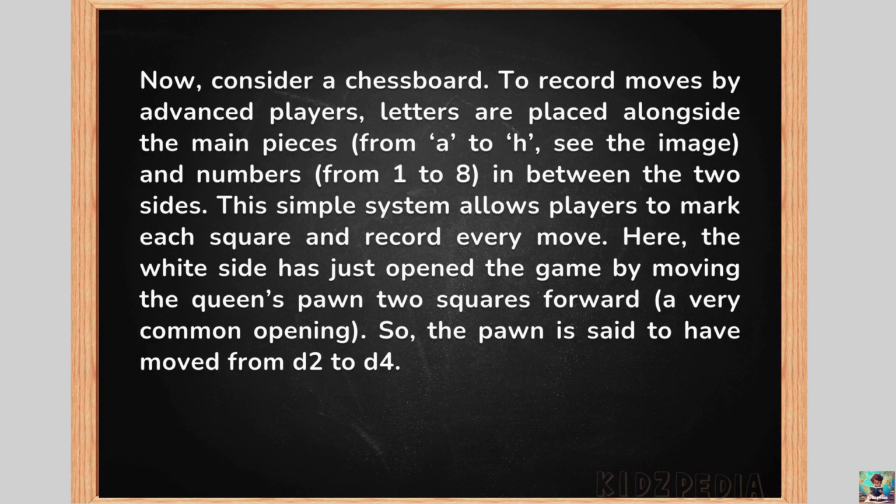Now, consider a chessboard. To record moves by advanced players, letters are placed alongside the main pieces. From A to H, see the image, and numbers from 1 to 8 in between the two sides. This simple system allows players to mark each square and record every move. Here, the white side has just opened the game by moving the queen's pawn 2 squares forward, a very common opening. So, the pawn is said to have moved from D2 to D4.